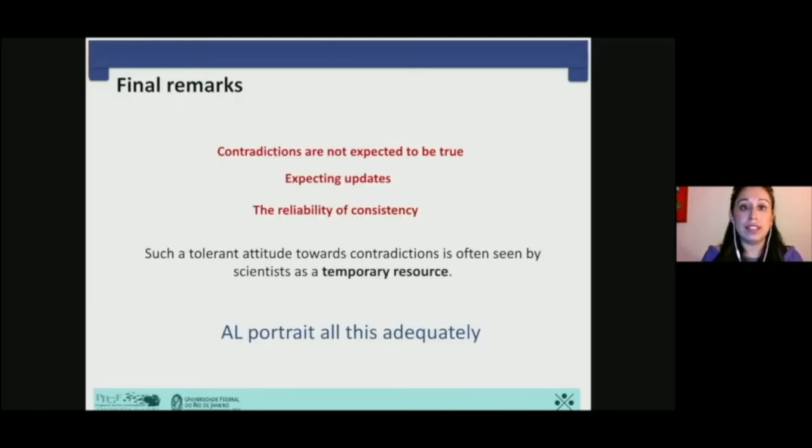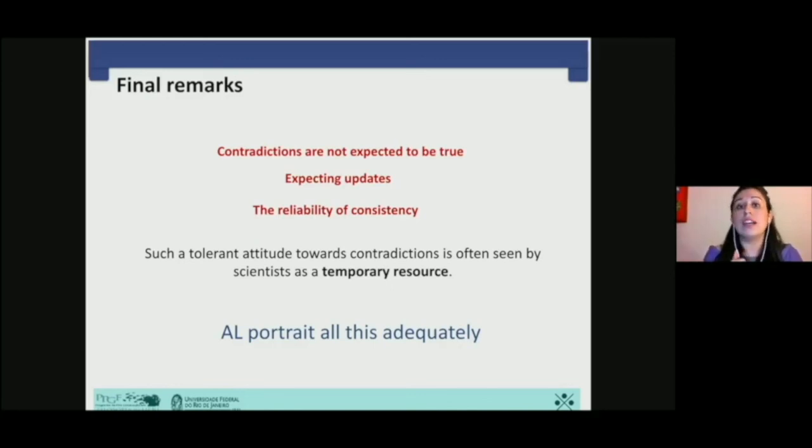So that said, the final remarks: if we look at the phenomena that is significantly important when explaining inconsistency toleration in the sciences, we will find out that there are three main points that any formal tool should be able to address when trying to explain a legitimate case of inconsistency toleration in the sciences, especially in empirical sciences. The first one is contradictions are not expected to be true. And we have seen that the basic apparatus of adaptive logics will help us to deal with this.